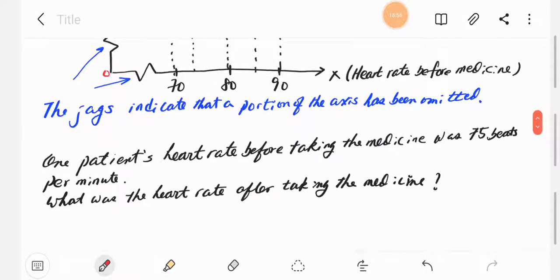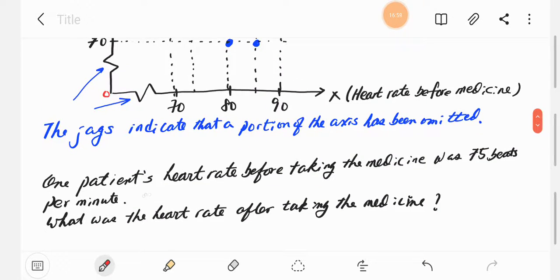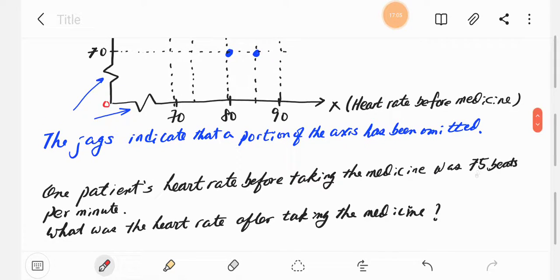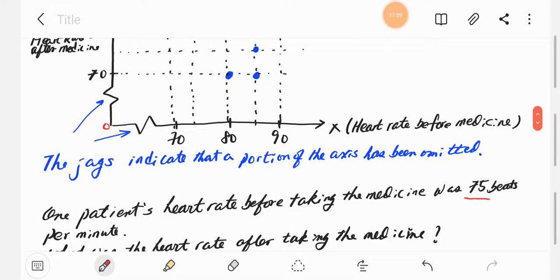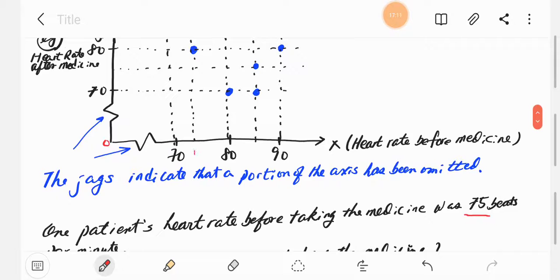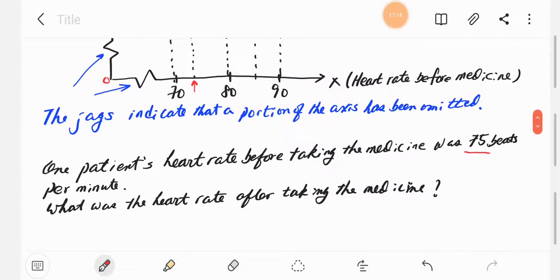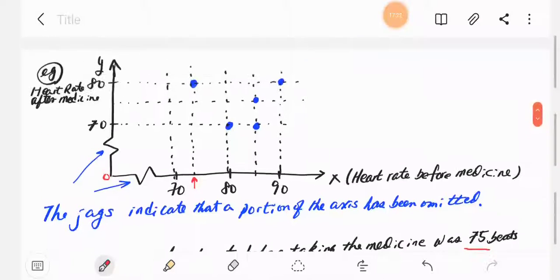Okay, the question is this. One patient's heart rate before taking the medicine was 75 beats per minute. So before taking the medicine is 75. So 75 is over here, right? Then what was the heart rate of this patient after taking the medicine?